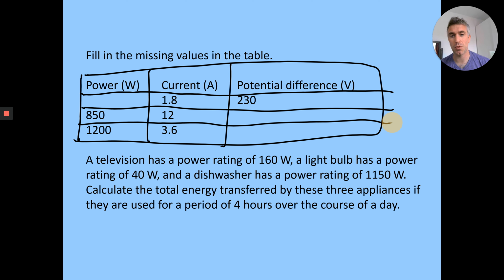A television has a power rating of 150 watts. A light bulb, a power rating of 40 watts. A dishwasher of 1,500 watts. Calculate the total energy transferred by these appliances if they were used for 4 hours over the course of the day. How much energy do you use if you're watching TV for 4 hours? How much energy do you use if you leave a light bulb on for 4 hours? And how much energy would you use if you use a dishwasher for 4 hours? Which was that? A, B, C. TV, bulb, and dishwasher. Sorry, the pen is properly crazy.